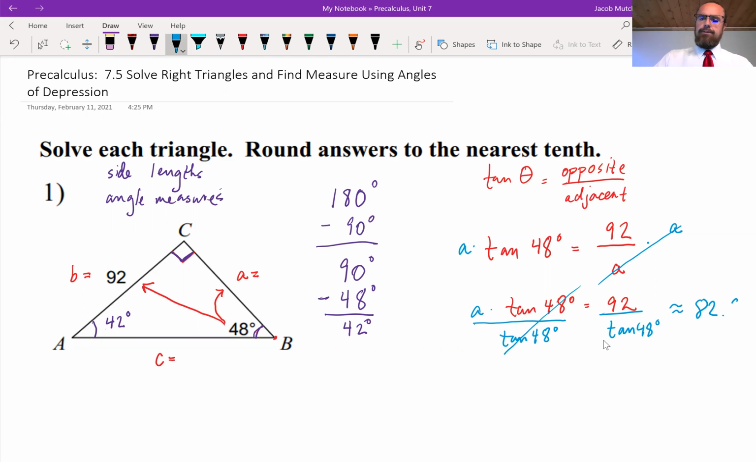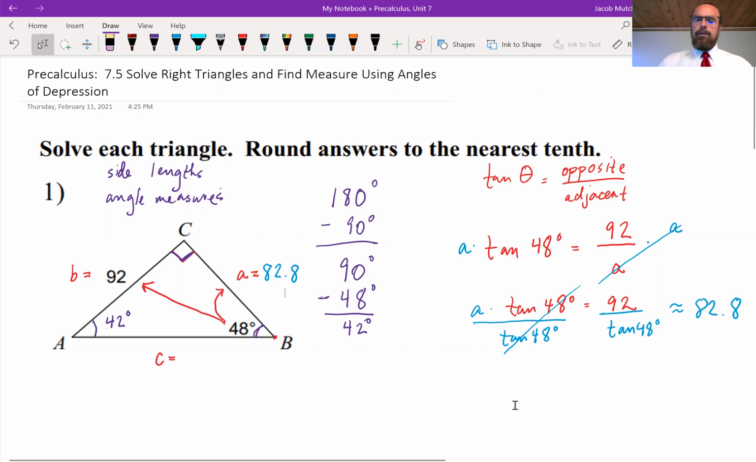And we'll round to the nearest tenth since that's in our directions, 82.8. So we've found two of the side lengths. I want to then turn my attention to this last side length C. So again, I want to approach this using trigonometric ratios.